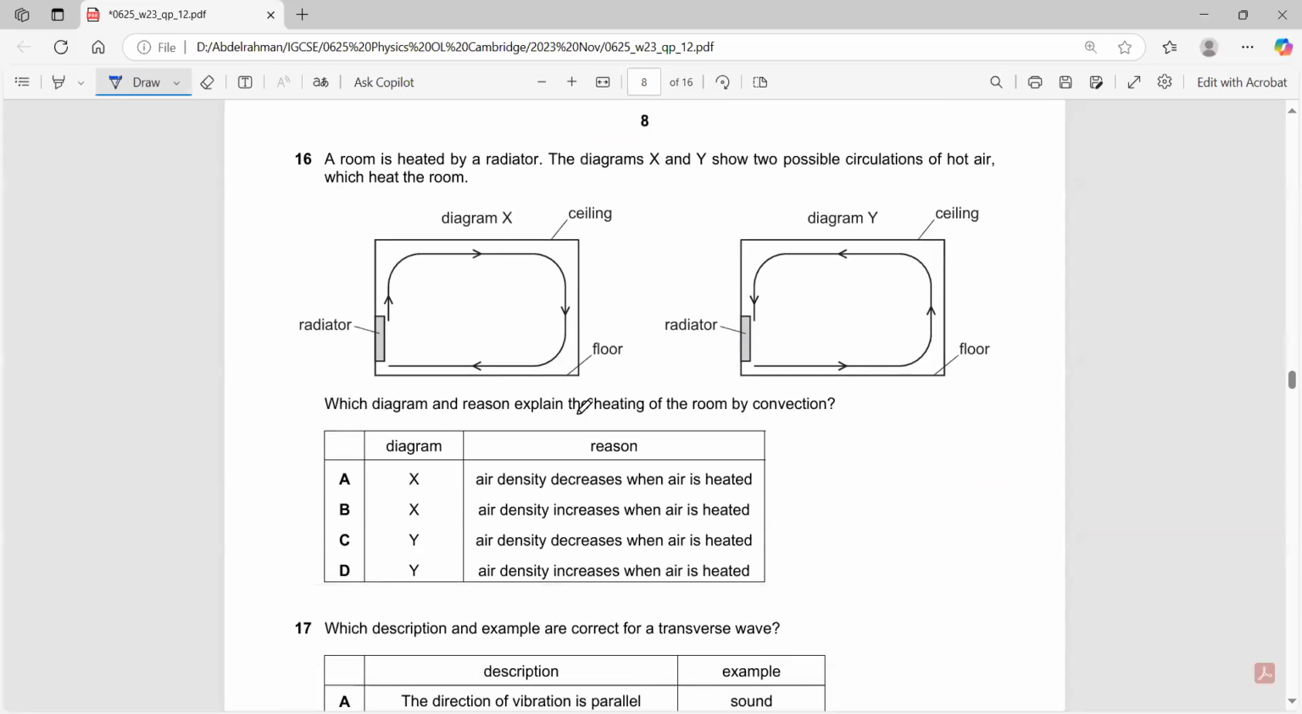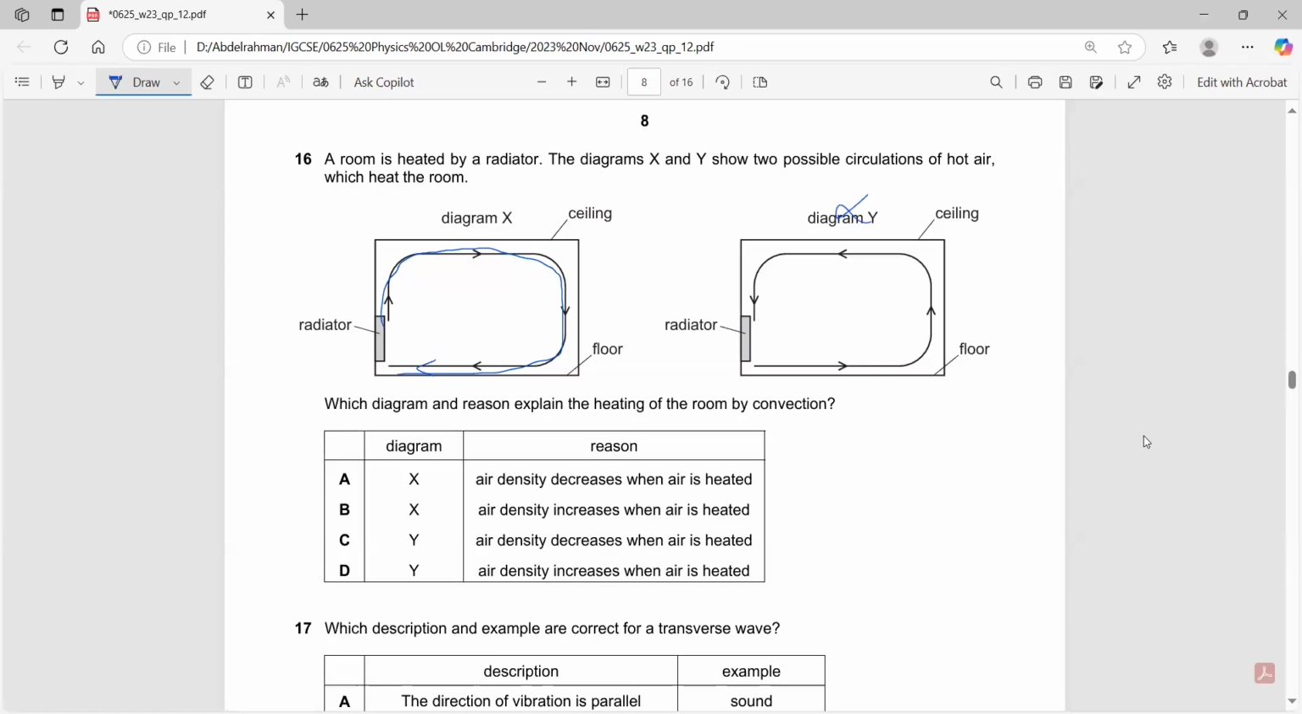Question 16. Which diagram and reason explain the heating of the room by convection? Diagram X or diagram Y. Isn't this a radiator, a heating radiator? The temperature of the air increases. So how does the hot air move? It moves upwards, right? And then it moves this way and goes back to the radiator, right?